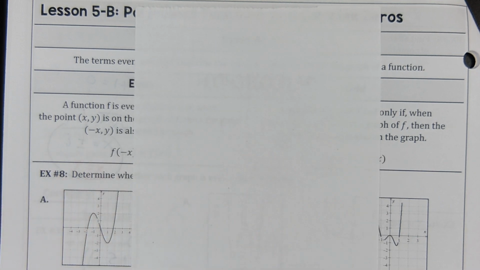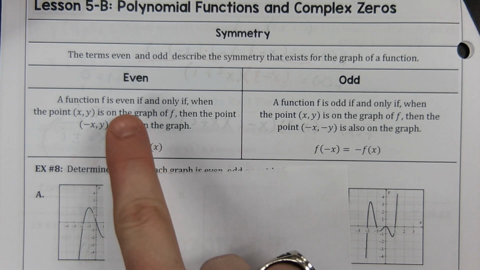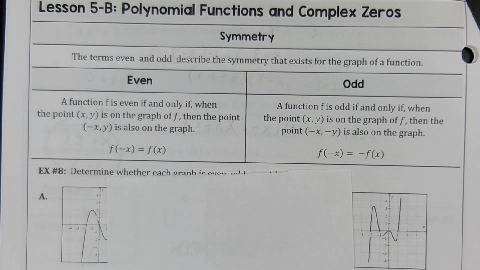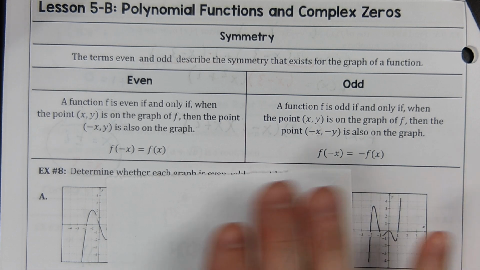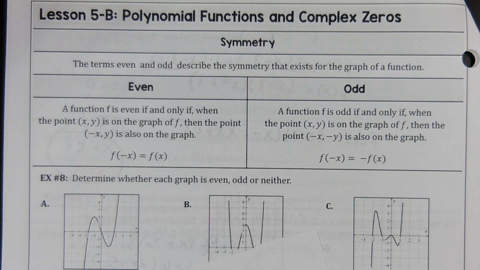Okay. So what's up with symmetry? The terms even and odd describe symmetry that exists for graphs of a function. Are there other types of symmetry? Yes, but algebraically what we really care about is even symmetry and odd symmetry. So I'll read the definitions, we'll talk about what it means, and then I'll draw what it looks like.